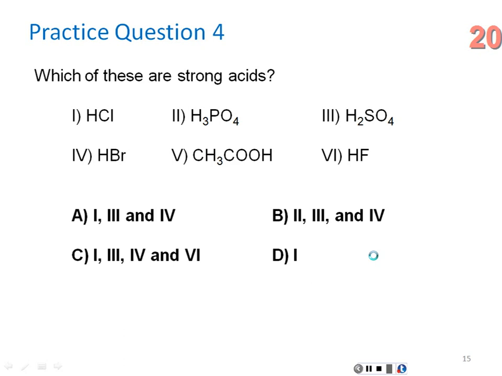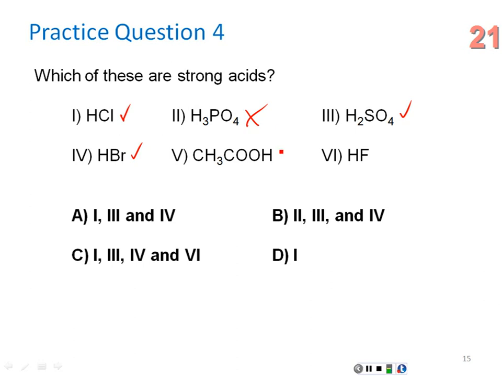So let's try a practice question with strong acids. Let's see, can you remember which ones are strong acids? Let's go through the list. So HCl, hydrochloric acid, that's a strong acid. H3PO4, that's phosphoric acid. If you remember, that was actually a weak acid, so that's not strong. H2SO4 is sulfuric acid. That is a strong acid. HBr, that's another strong acid.